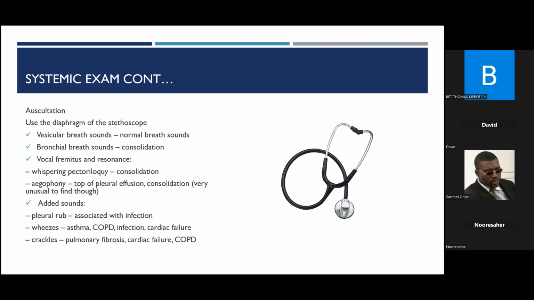Remember, crackles sound like popping bubble wrap. There's fine crackles and there's coarse crackles. These point towards pulmonary fibrosis. For fibrosis, it's usually fine crackles, and for effusions, it's usually coarse crackles.